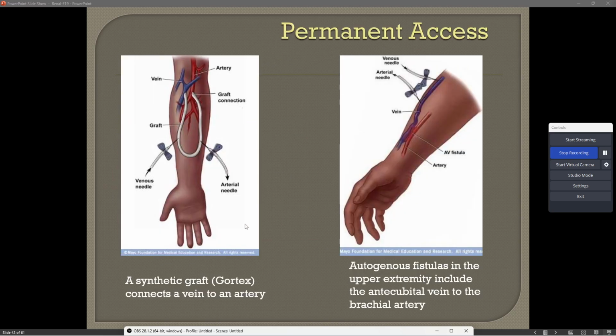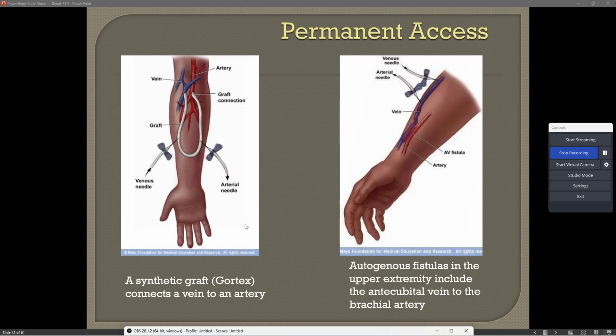This one, I want you to pay attention. This is a synthetic graft, G-R-A-F-T, an AV graft on the left, a fistula on the right. The graft is intentionally inserted and utilized in patients that need a temporary access and have a fistula on the right that is maturing but has not yet fully matured.